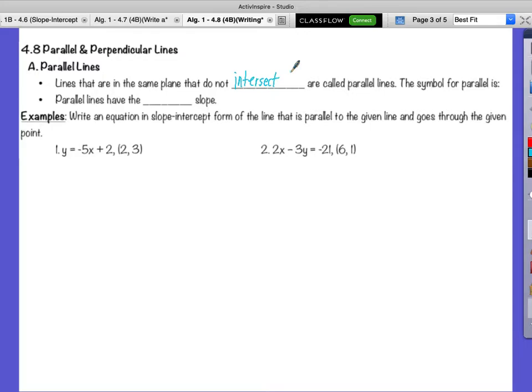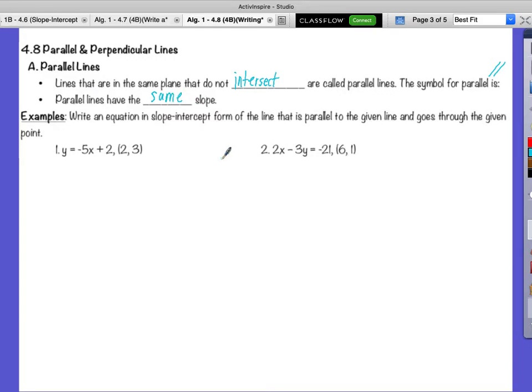Now the symbol for parallel is two slashes. You use two slashes to show that something is parallel, because this kind of looks like two little parallel lines, doesn't it? You just draw slashes, and we just say it means parallel. And parallel lines have what kind of slopes did we say? The same. The same slope, very good. Parallel lines have the same slope.